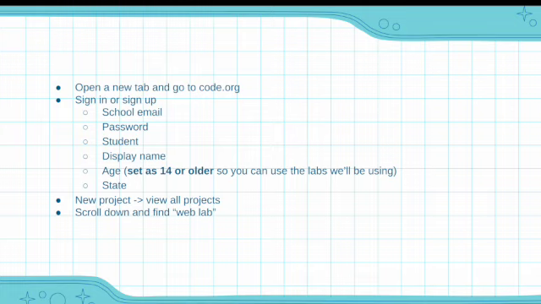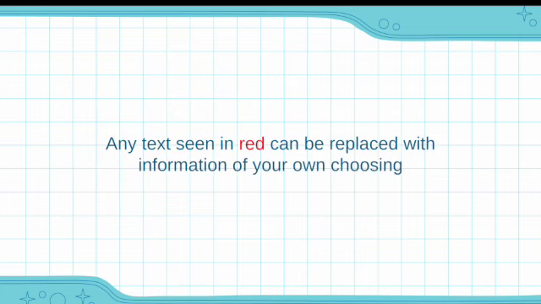All of the work for this project was made to be used in code.org, but you most likely can use other things, but that is what I will be explaining from. So if you'd like to follow along on code.org, or if you're more comfortable in something like VS Code, you can go ahead and use that. But to sign up for code.org, you can use a school email, your password, student name, display name, and age. For what we're using, which is the Web Lab, you need to be set as 14 or older. Then click new project, view all projects, scroll down and use Web Lab. Any text seen in these slideshows in red can be replaced with information of your choosing.